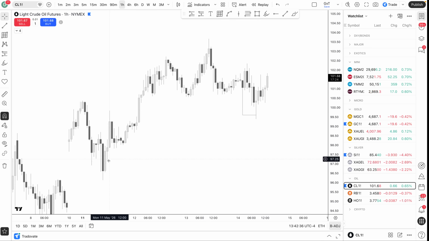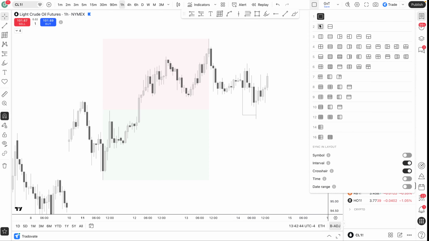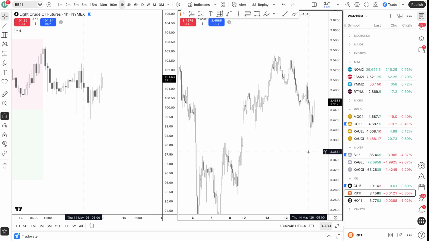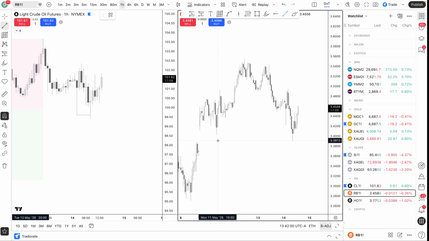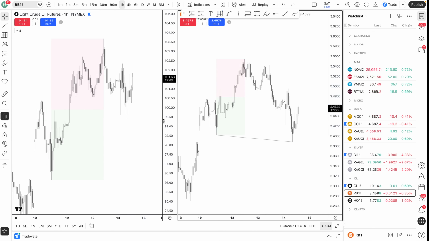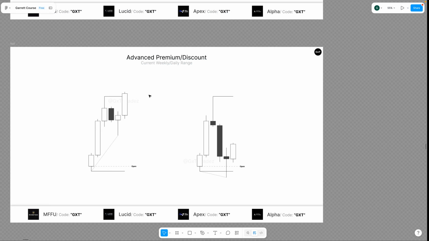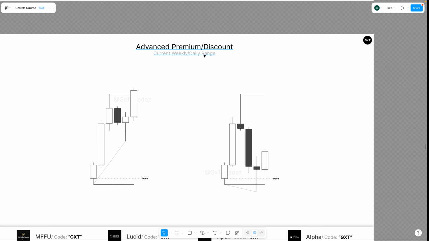So if you mark out the current low of week, which is right here, and current high of week, this asset is somewhere in the middle, right? When I go to this asset over here, this asset is below the current low of week. So with advanced premium discount, we can define ranges a couple different ways. And one of them is with the current weekly high or low, right? So this is exactly what we see right now.